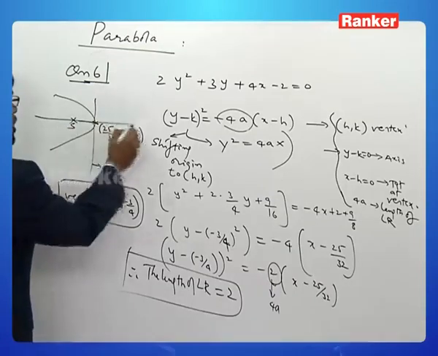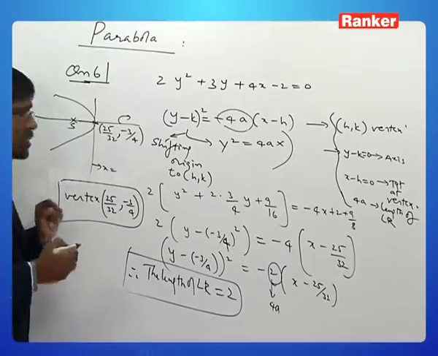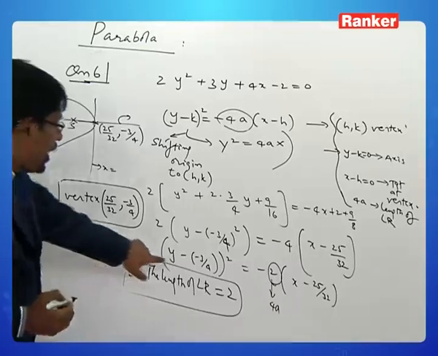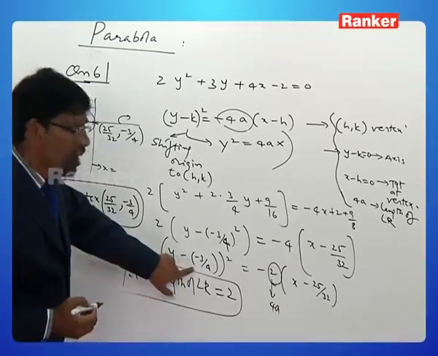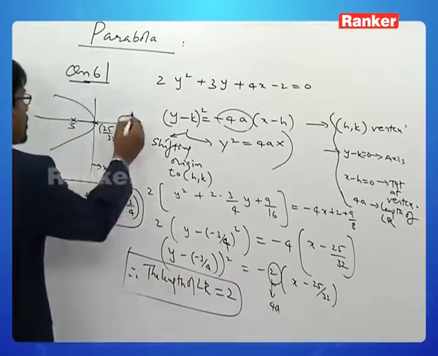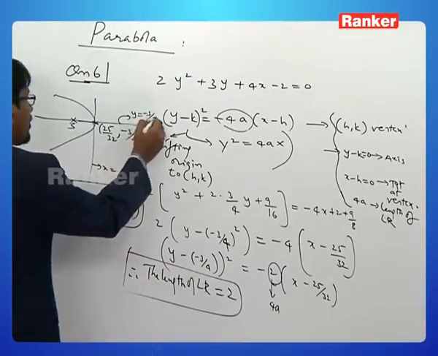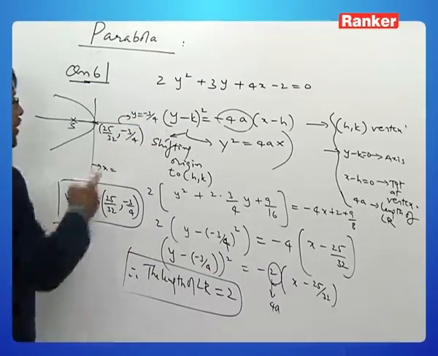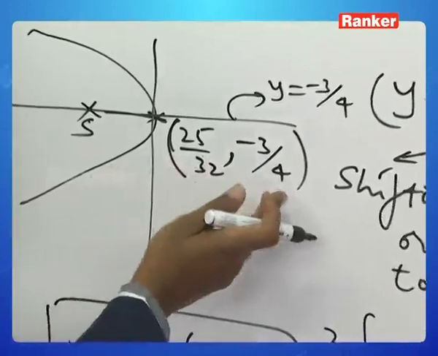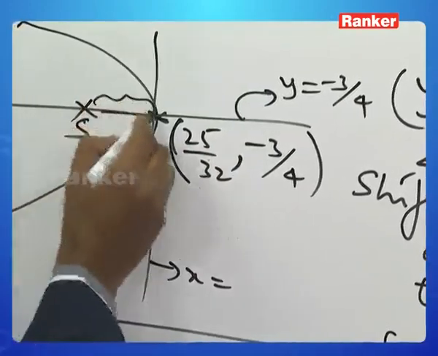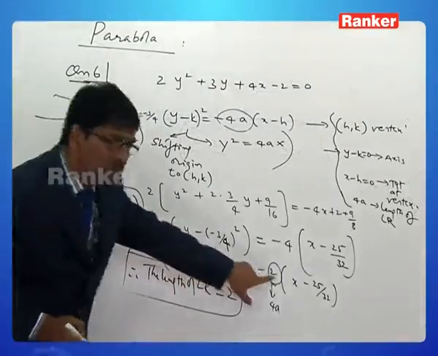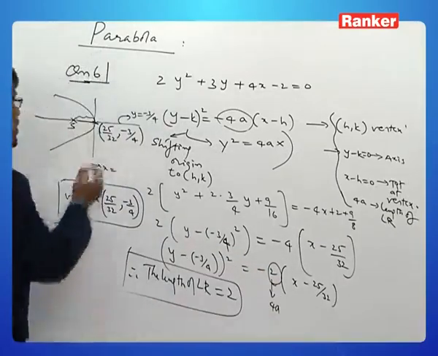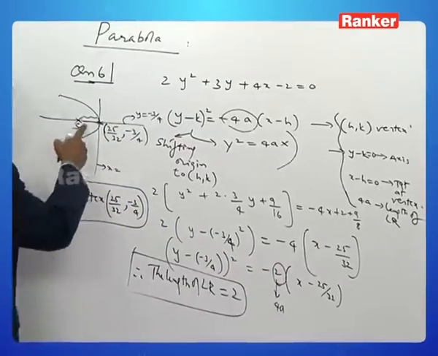And in fact, if you want to locate the focus as well, it has to be on the axis. What is the axis? Axis is y plus 3 by 4 is equal to 0. Y equals minus 3 by 4 will be the axis. On this line, we have to locate the point which is at a distance of a units from here. What is a? 4a is 2, a must have been half.